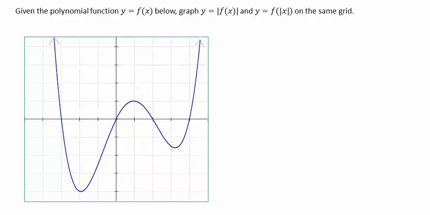Given the polynomial function y equals f of x below, graph y equals the absolute value of f of x and y equals f of the absolute value of x on the same grid.